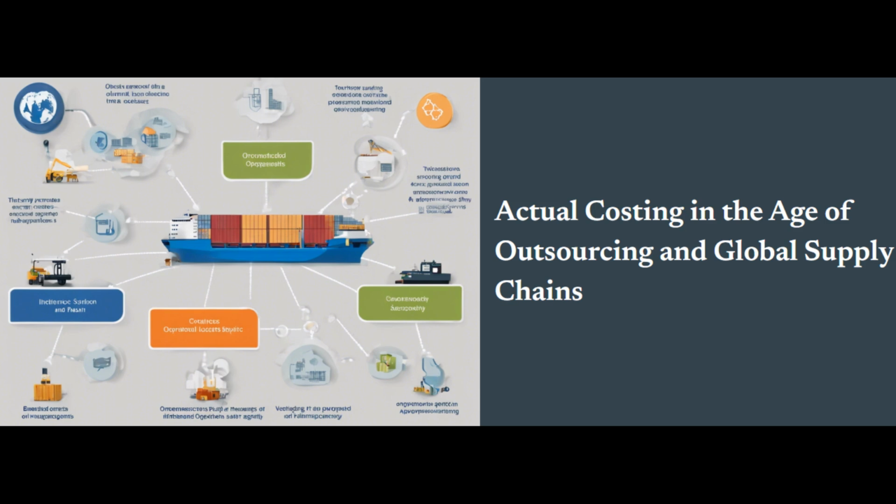Optimize inventory management. ABC Manufacturing leveraged the actual costing insights to make more informed decisions about inventory levels, safety stock requirements, and the configuration of its global distribution network. This led to a 15% reduction in working capital tied up in inventory and a 12% improvement in inventory turns.